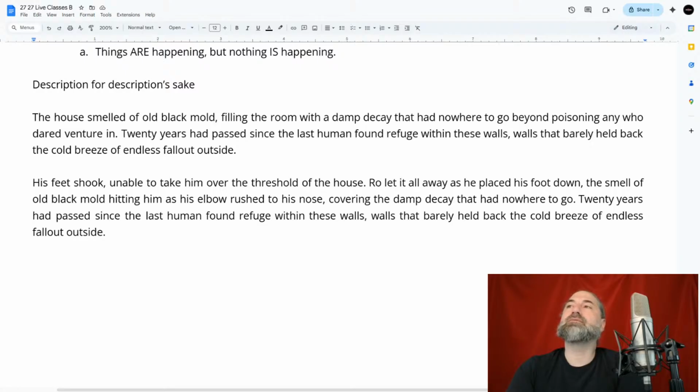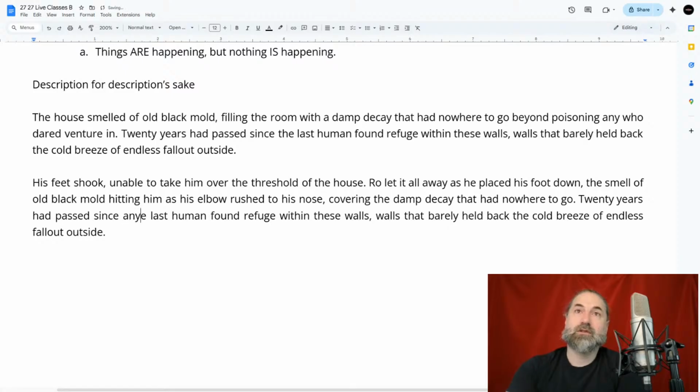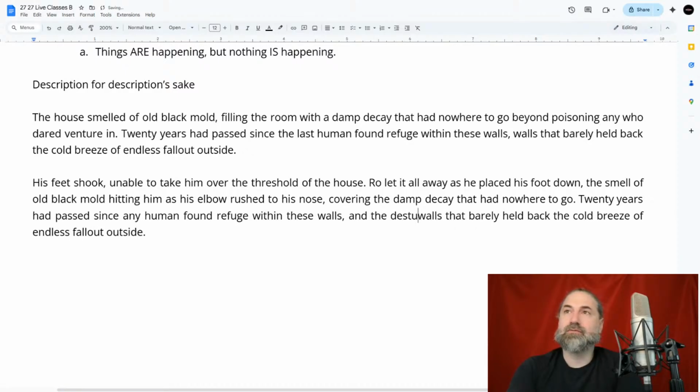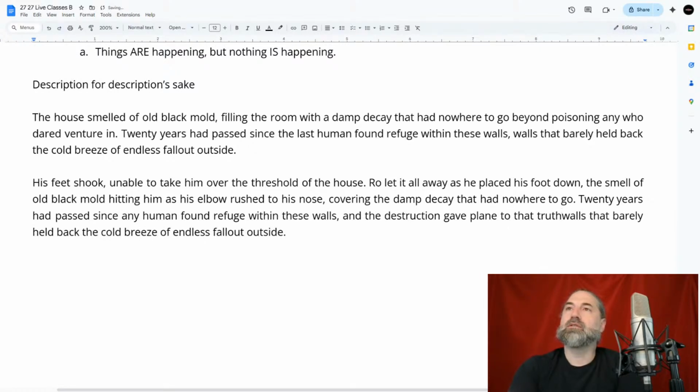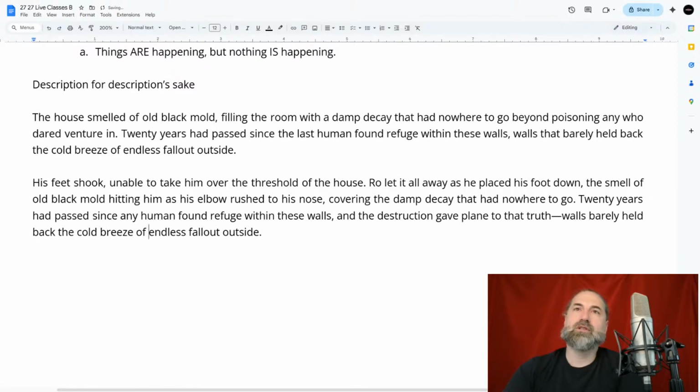20 years had passed since any human found refuge within these walls. Destruction gave plain to that truth. Walls barely held back the cold breeze of endless fire.